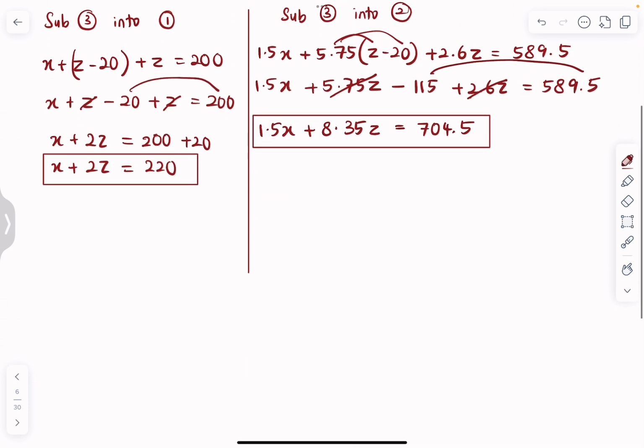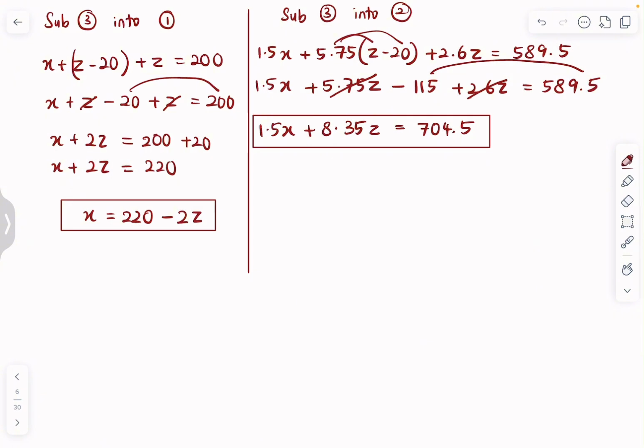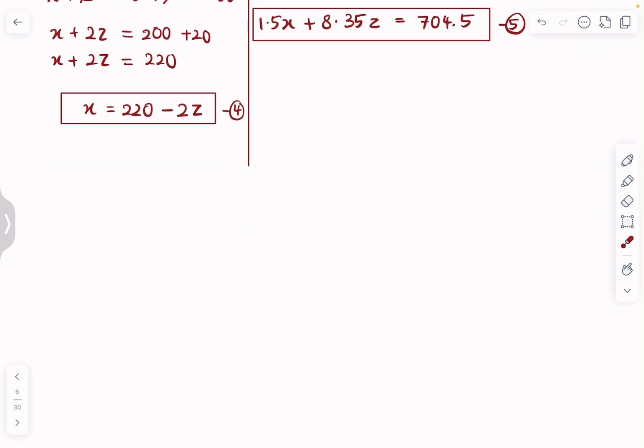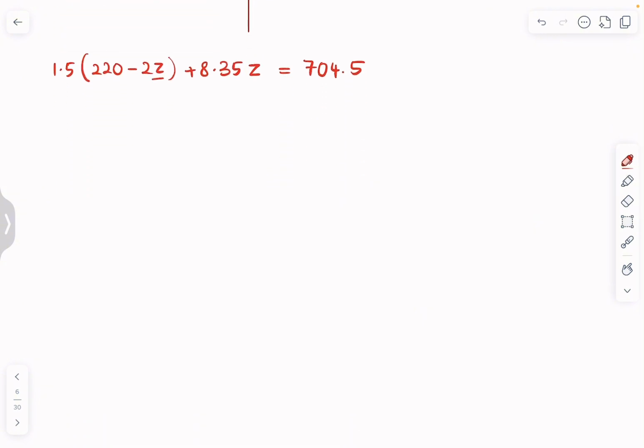Now from these two, I can see a single x here, so we bring it over to this side. We make x equal to 220 minus 2z. We call this equation 4, and this equation 5. Now we need to solve these two equations. We know x is this, so we can substitute it inside here: 1.5 times (220 minus 2z) plus 8.35z equals 704.5. Now we can expand and simplify, because we only have one unknown, which is z.